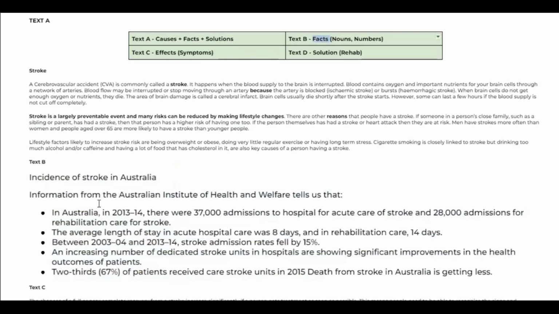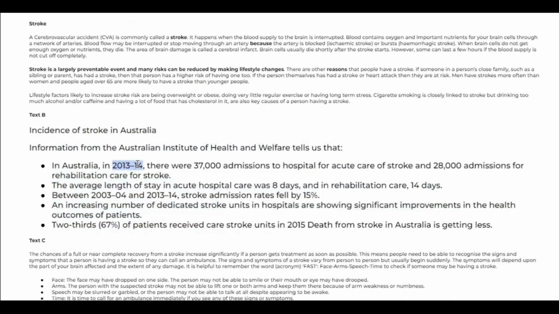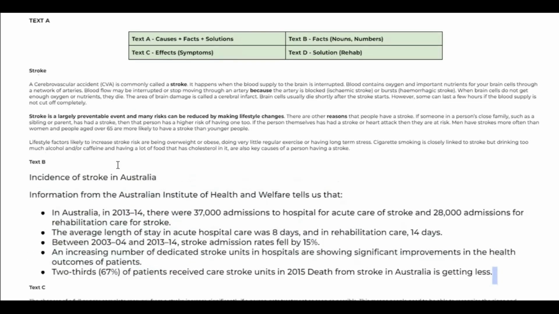This is basically the facts. Usually facts include numbers: how many people die, the percentage of something, and all those things. You can also see a chart, a graph is there. That is also information. So very clearly, text B is facts. That is very clear to all of you.